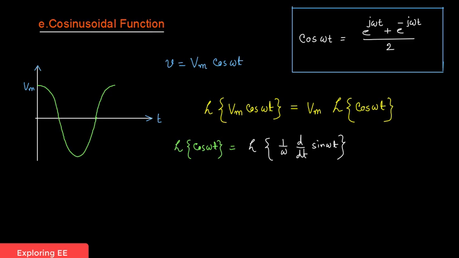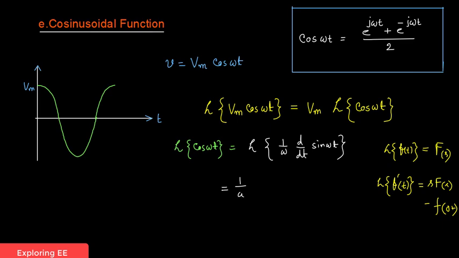And we know the rule, if L[f(t)] equals F(s), if we know the Laplace transform of f(t), then the Laplace transform of f dash t, that is the first order derivative of function f(t), will be s times F(s) minus f(0+). So applying this rule, we can calculate the Laplace transform of cosine omega t, which is 1 by omega times s times F(s).